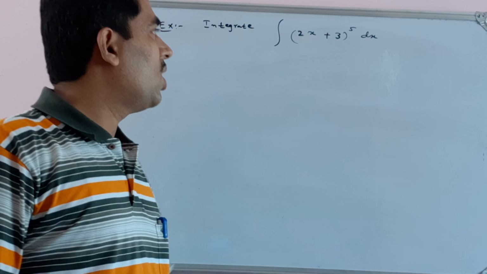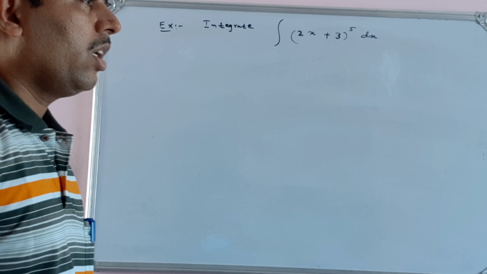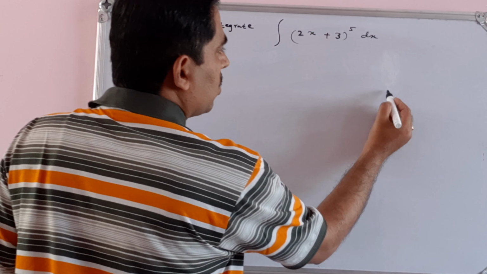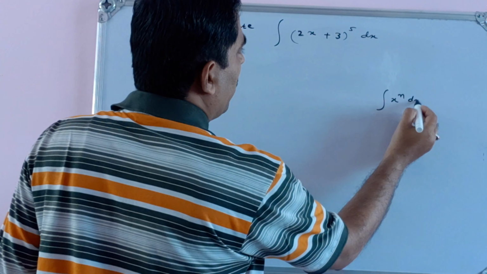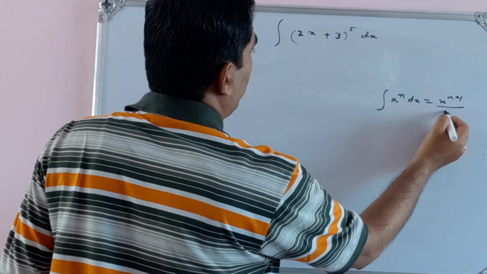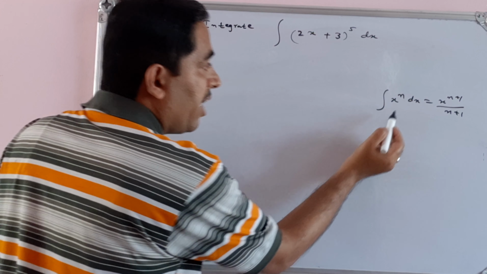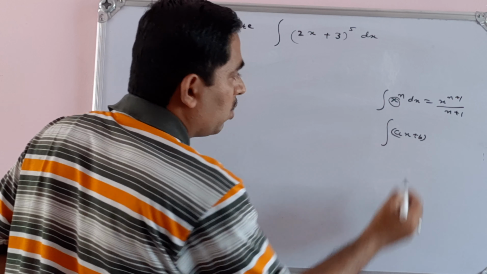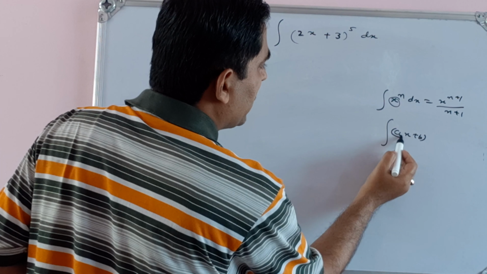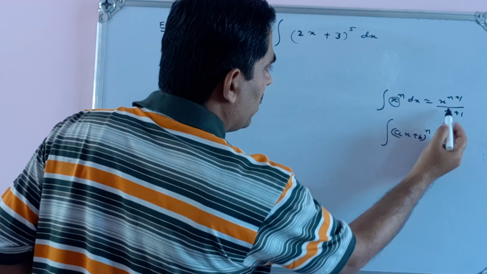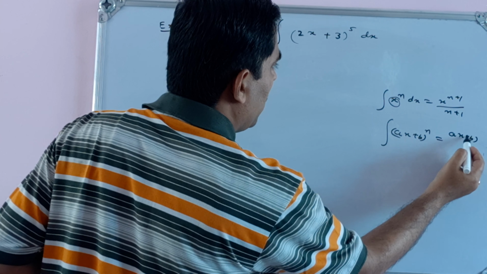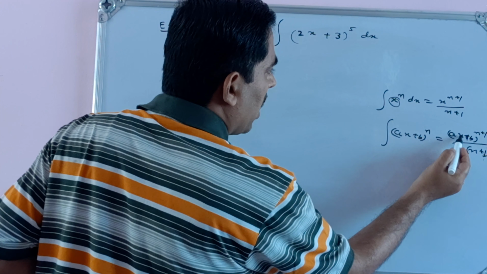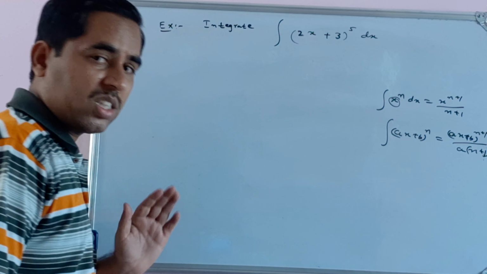Integrate 2x plus 3 whole to the power of 5 dx. See how to integrate this function. Yesterday we told one important result. If you know our rule, integration of x to the power of n is x to the power of n plus 1 by n plus 1. If x is replaced by ax plus b, then the right hand side won't change: ax plus b whole to the power of n plus 1 divided by n plus 1. The only difference is you write the coefficient of x in the denominator. That is the important thing.